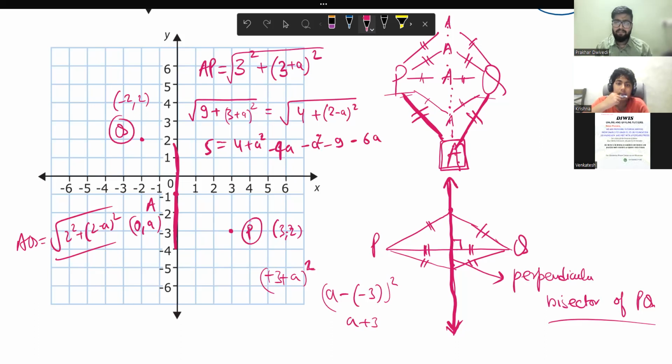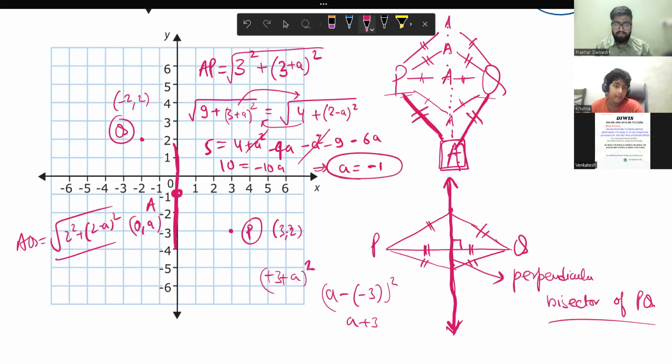Correct? We are just expanding these and bringing them here. So this a squared will get cancelled out. This minus 9 and minus 5 will become 10, and 10 is equal to minus 10a. That means we are getting a is equal to minus 1.